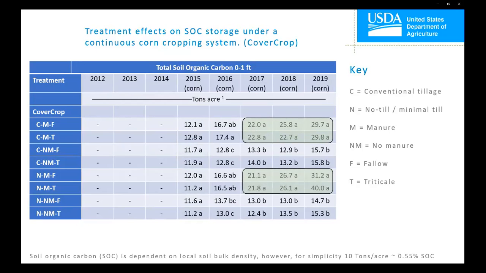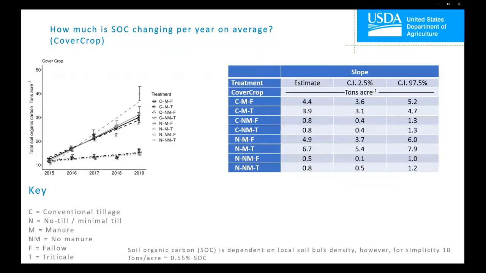From 2017 to 2019, the only obvious differences in soil organic carbon were between treatments with manure application and those without. Let's see how much soil organic carbon is changing per year on average. This is another simple linear regression analysis. This time, the confidence interval for the slope of all treatments was above 0, indicating that all treatments observed soil organic carbon accumulations during the period of study.